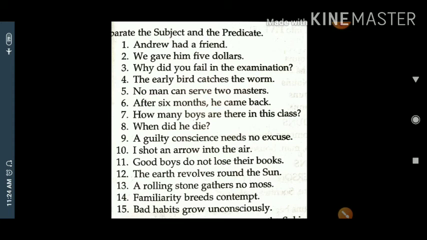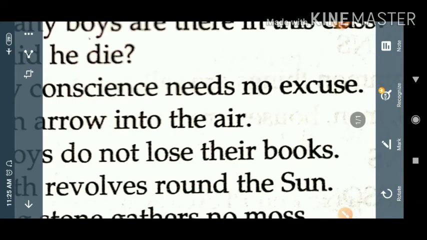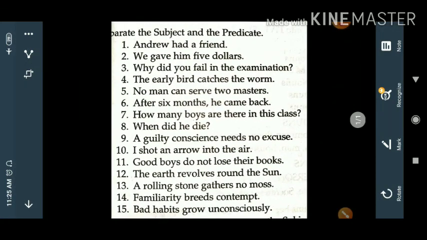Make this photograph still, or stop this video for a while. Write all the 15 sentences. Try to separate subject and predicate. Compare with my answers what I have given to you. With this, if you have a problem, you can ask me anytime.